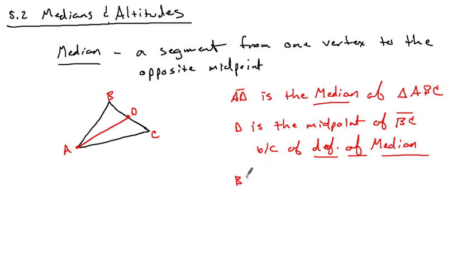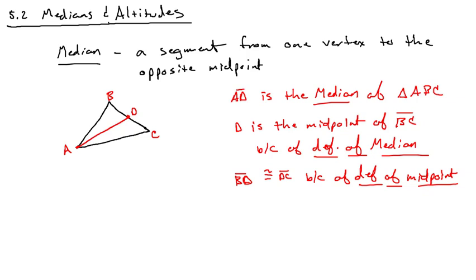Another fact here is that segment BD is congruent to segment DC. That's because of the definition of midpoint. So you might use this in a proof if you know something's a median. Well, then you can say D is the midpoint because of the definition of median, and then you can say the two pieces are congruent because of the definition of midpoint.